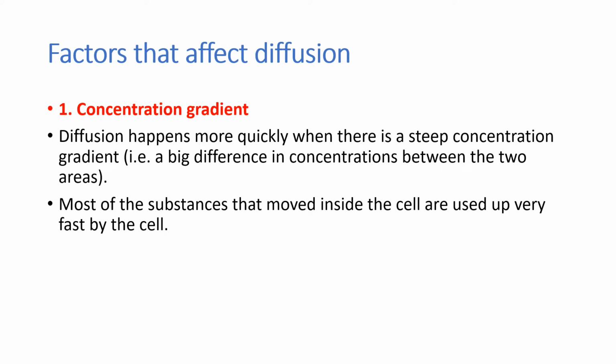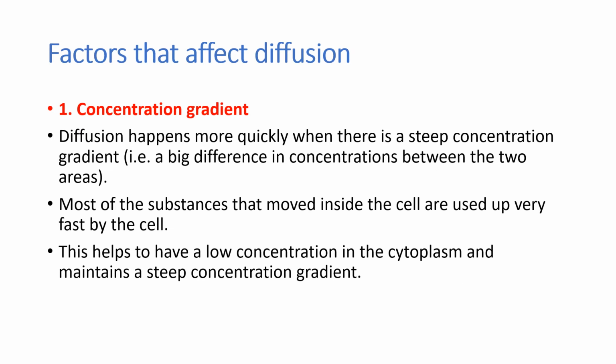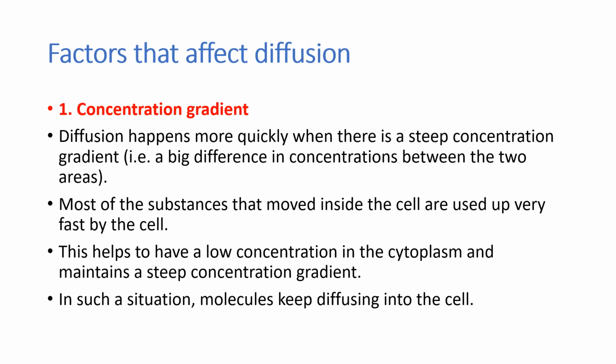When molecules move into the cell, most of these molecules are used up by the cell for different reactions. For example, oxygen molecules and glucose molecules are used in aerobic respiration. Therefore, these molecules always have a lower concentration inside the cytoplasm than outside. Therefore, the concentration gradient is maintained and diffusion can happen. Diffusion keeps on happening into the cell.